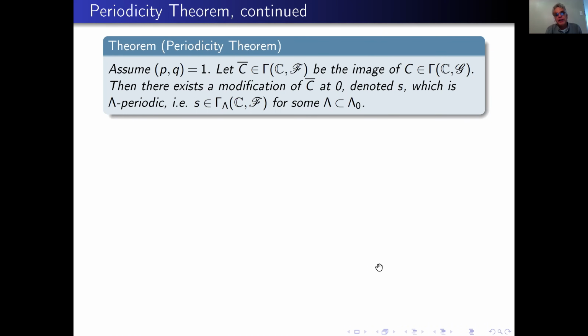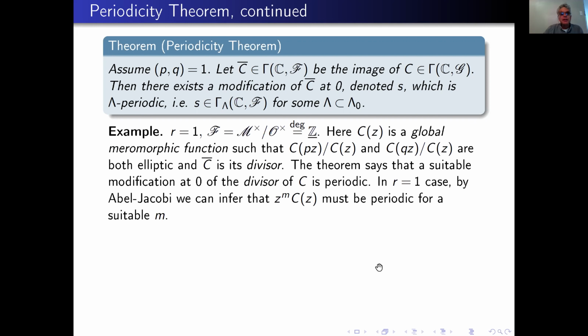So up to changing the value at zero of this discretely supported section, it is lambda periodic. So this is a pretty nice theorem, and to get a better feeling for it, let's see what it says in the case R equals 1, because in this case, F is just GL1(M) over GL1(O), and you know very well that a non-vanishing meromorphic function up to a non-vanishing holomorphic function is simply given by the degree at the point.